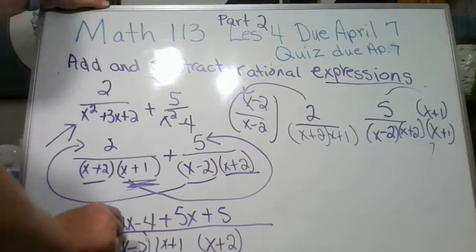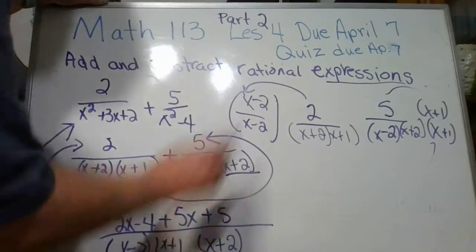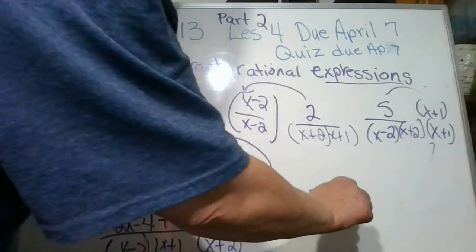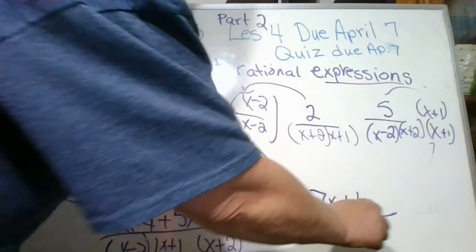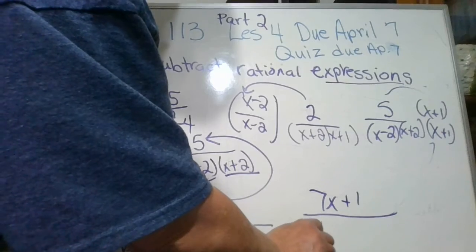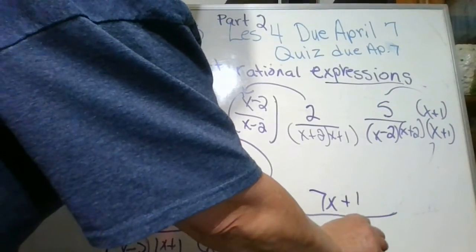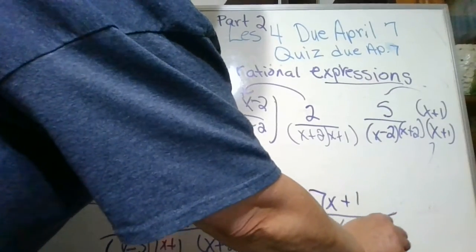Now I'm going to combine like terms. 2x plus 5x is 7x. Negative 4 plus 5 is a positive 1. And it's all over x subtract 2 times x plus 1 times x plus 2.